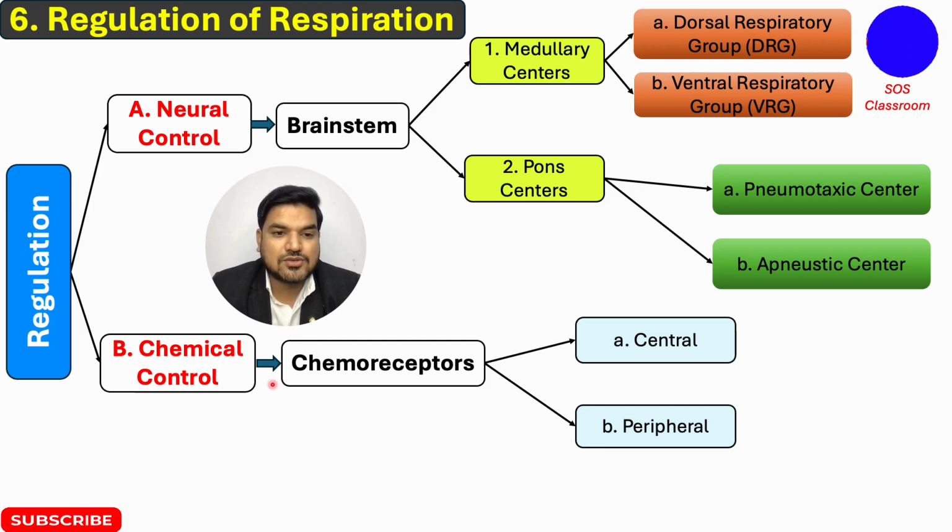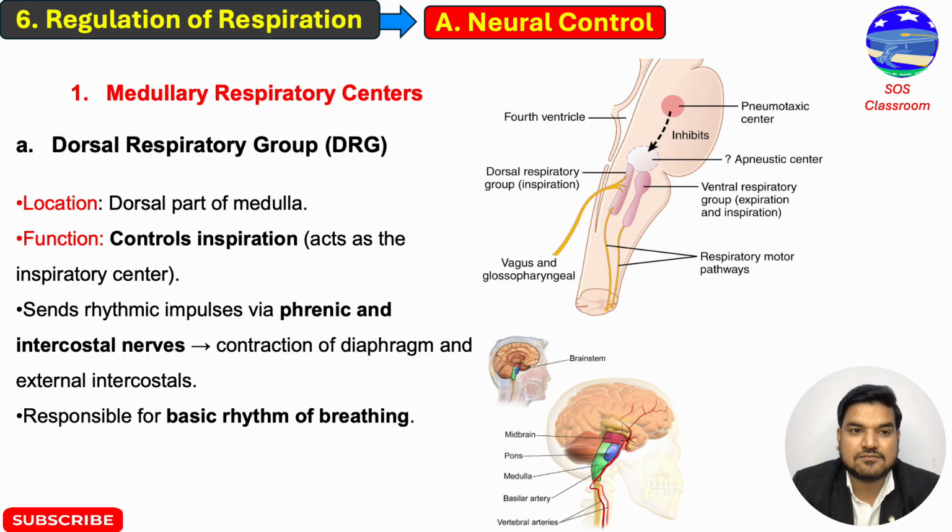And the chemical control is done by the chemoreceptors. There are two types of chemoreceptors: the central chemoreceptors and the peripheral chemoreceptors. So first of all, discussing the neural control: how the nervous system controls respiration. There are different types of centers.